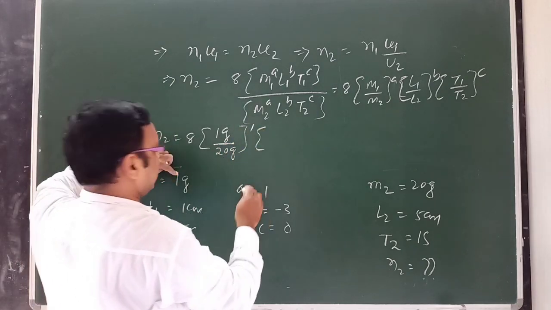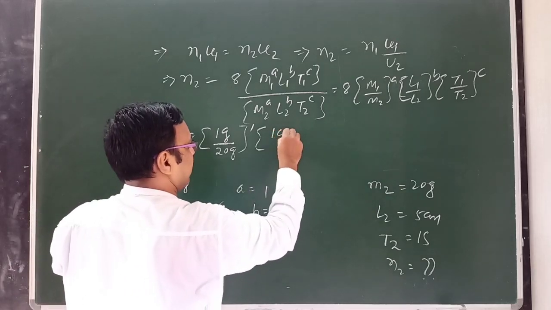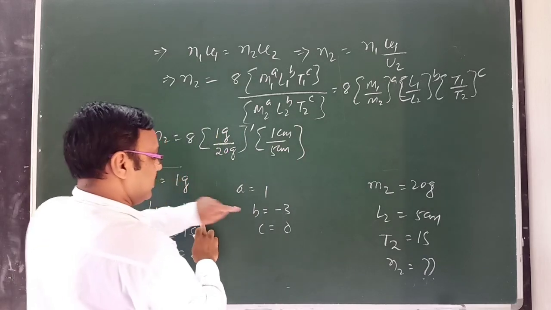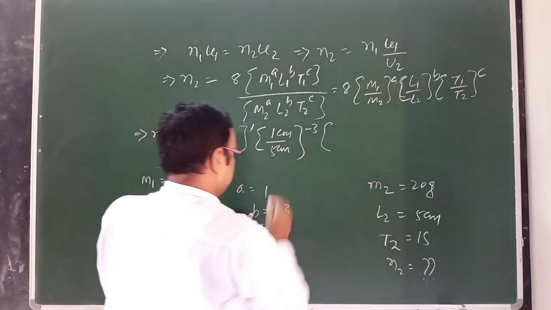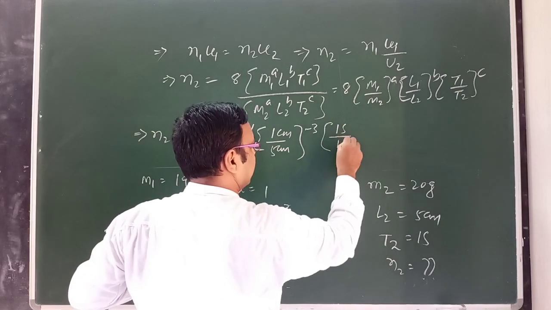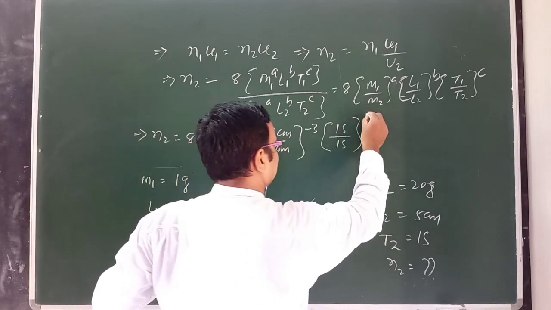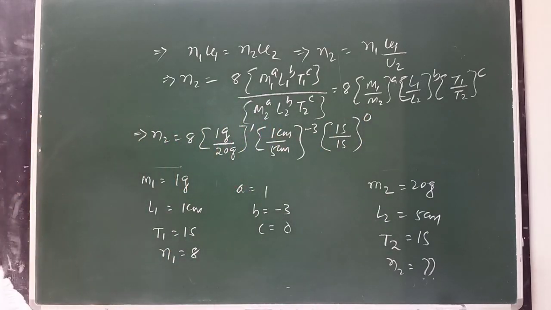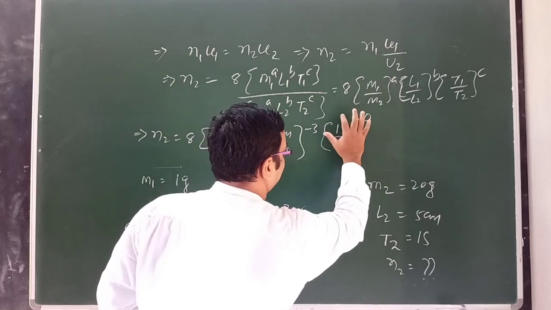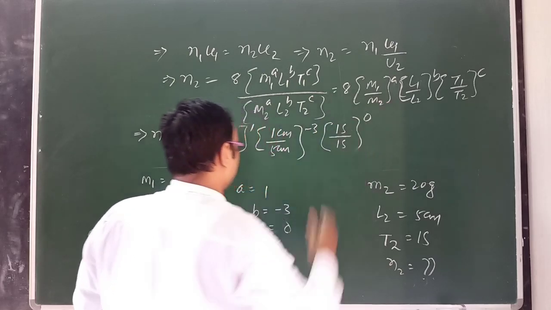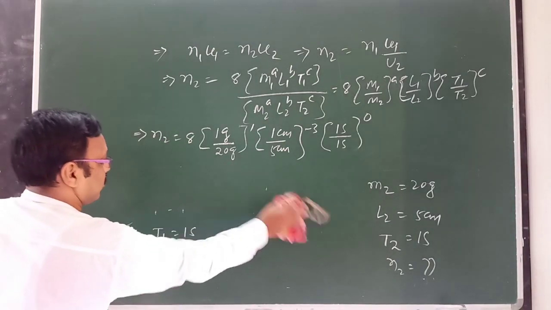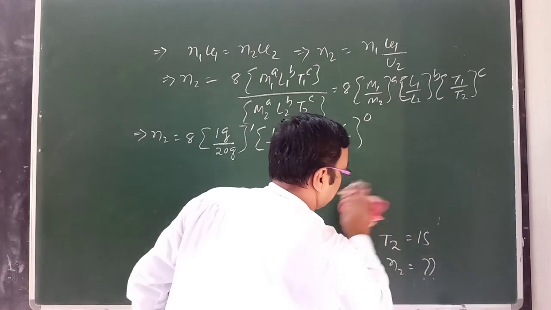L1 means how much? 1 cm divided by 5 cm. Its power is 2, 2 means how much? Minus 3. And here you can say time. Time is given as 1 second by 1 second, and its power is how much? 0. That means for the measurement of the given physical quantity, its power 0 means we can say it may not be used in the given physical relation. So now you can solve this one.